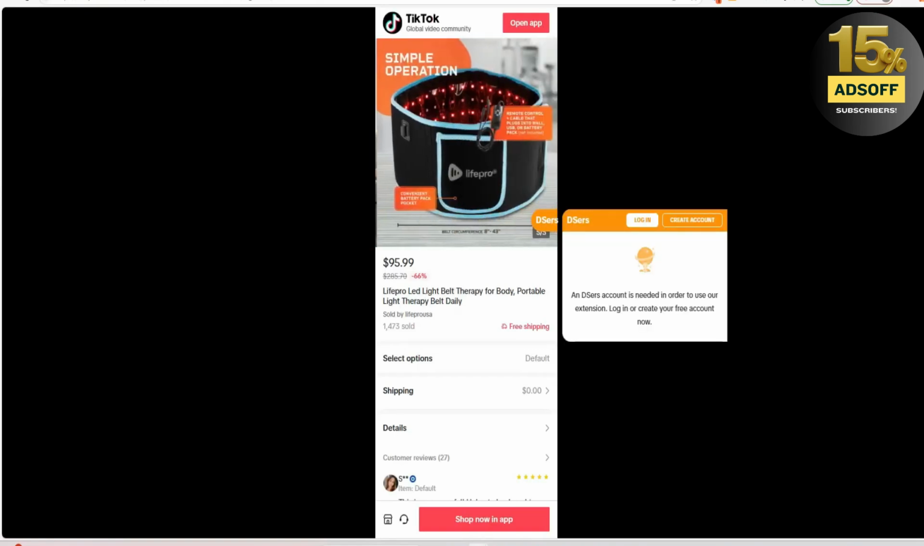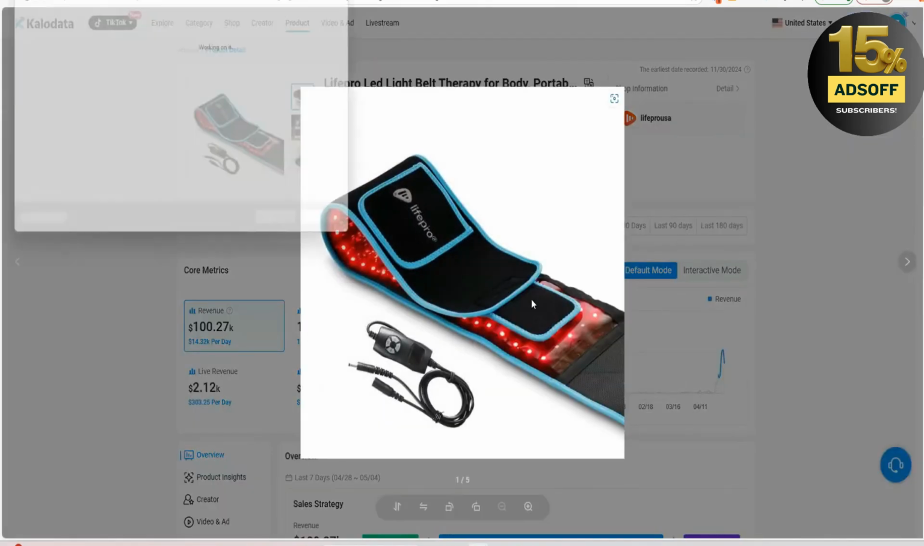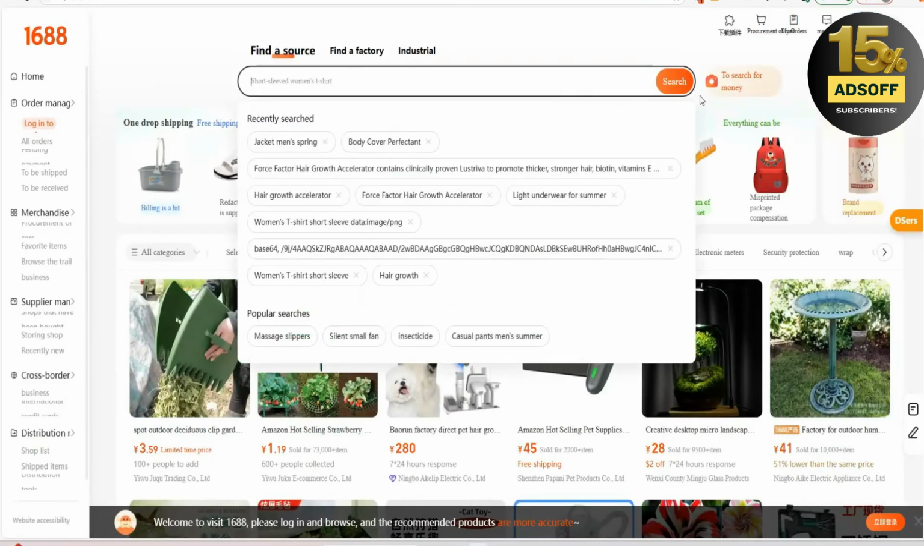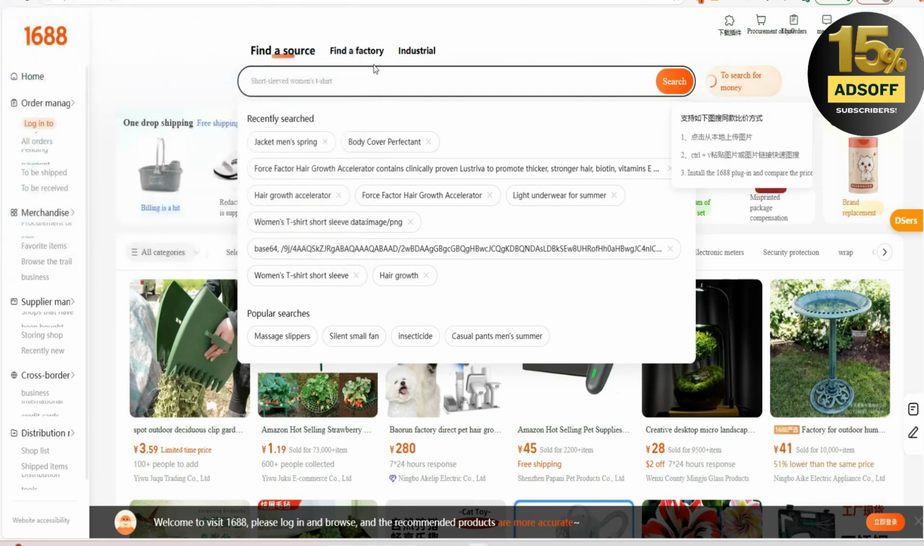You want to find the main image. So I'll just use this one because I don't really have a more clear image. And then what you're going to want to do is come over to this website called 1688. This is basically just a Chinese warehouse. So to order off this warehouse, you have to have a Chinese ID.